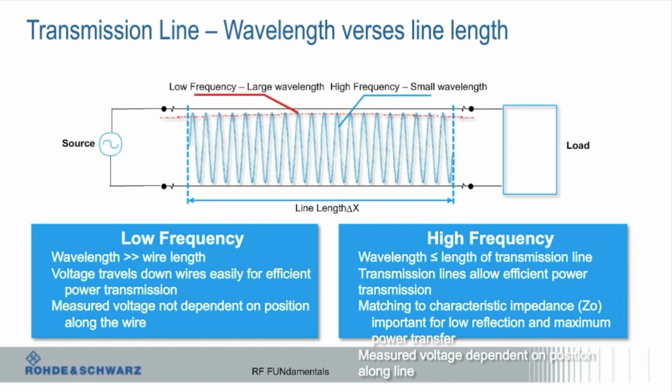But as you've gone up in frequency, the wavelengths get shorter and they get closer to the dimensions of the device. And that's where you get into more RF microwave type effects. You have to worry about the characteristic impedance and things like that.